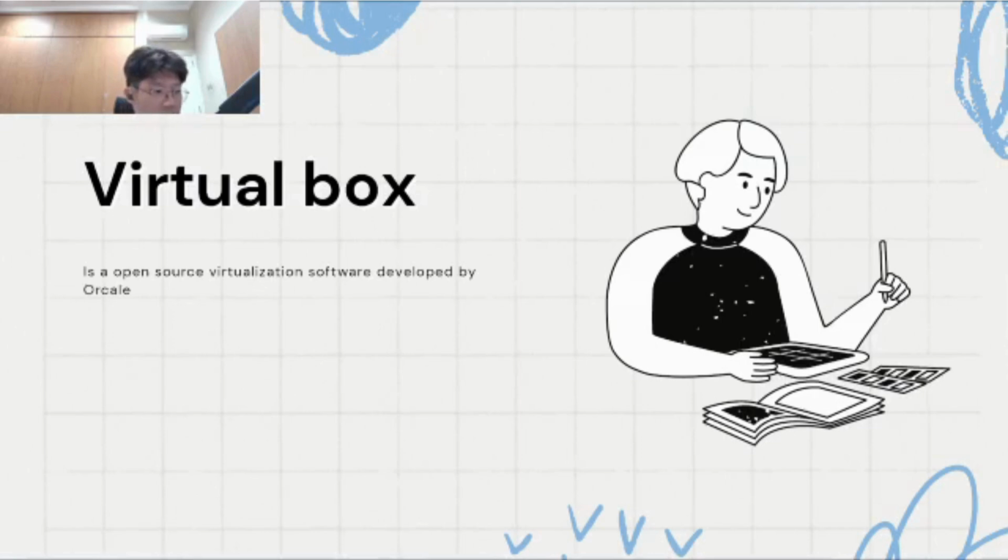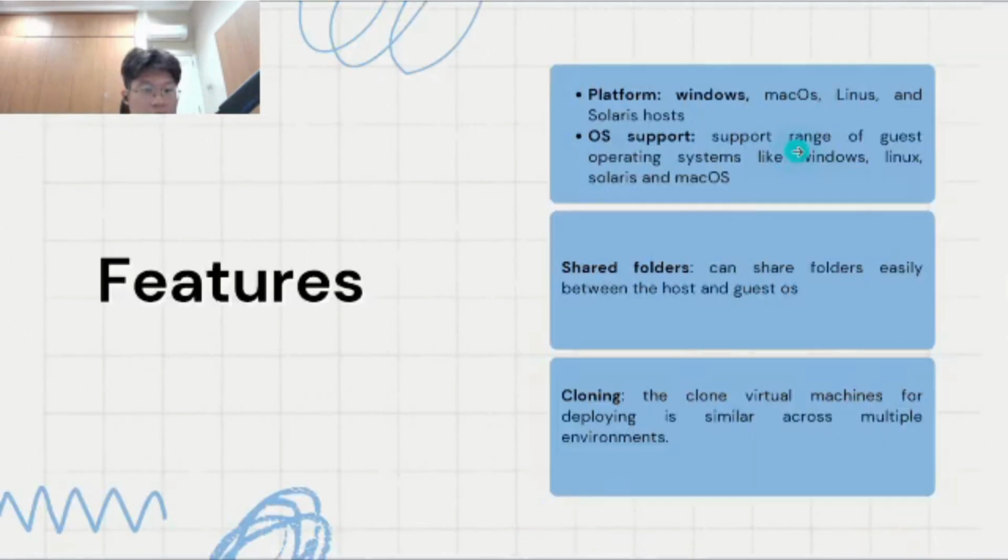What is VirtualBox? VirtualBox is an open source virtualization software created by Oracle. The features of VirtualBox are, first, it offers a wide range of host platforms. As you can see, there are Windows, Mac, Linux, and even Solaris hosts.